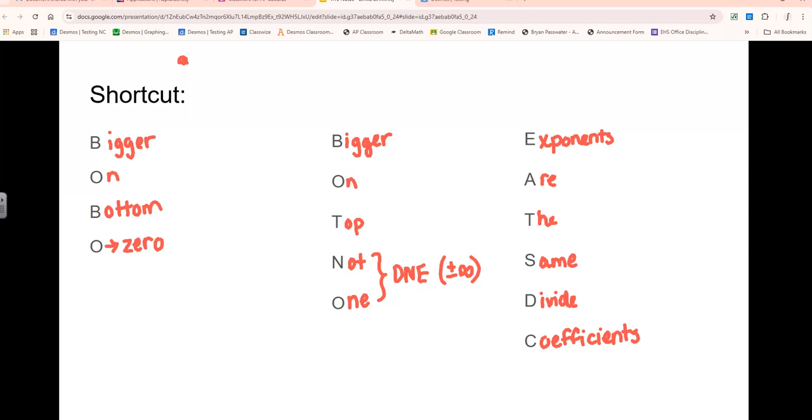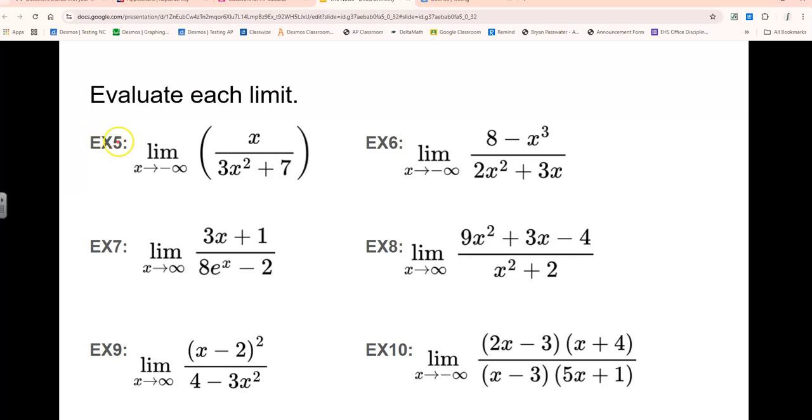Okay, so when we do these problems, your assignment tonight is going to have a lot of problems. It's probably like 15, 20 problems, which is a lot more than we normally have, because you can use this shortcut. They're not going to require you to show a lot of work. So if I look, for example, at example 5, what is the answer? It's going to be 0, because you've got a bigger exponent on the bottom. Try the rest of these. There's a couple little twists that you might have to think about a little bit more, but try the rest of those.